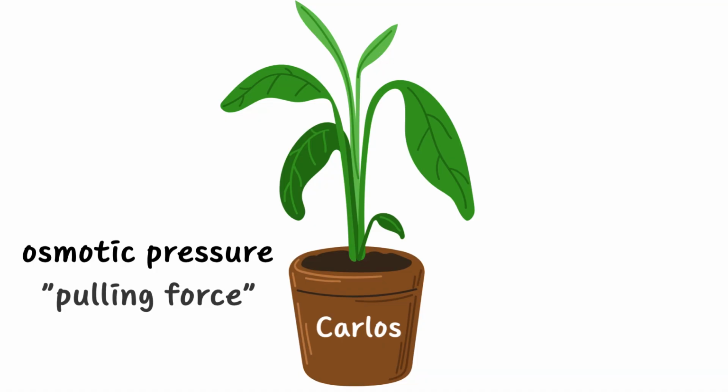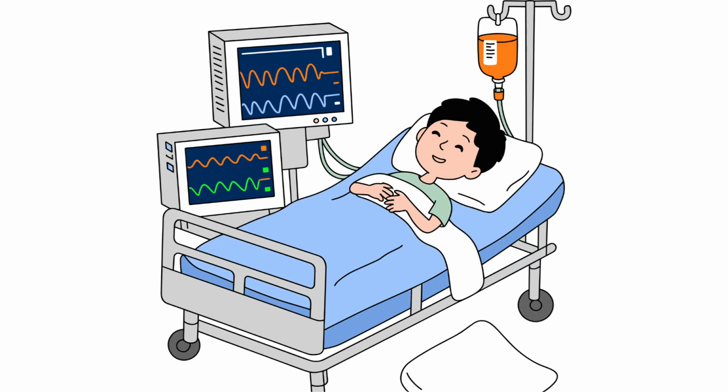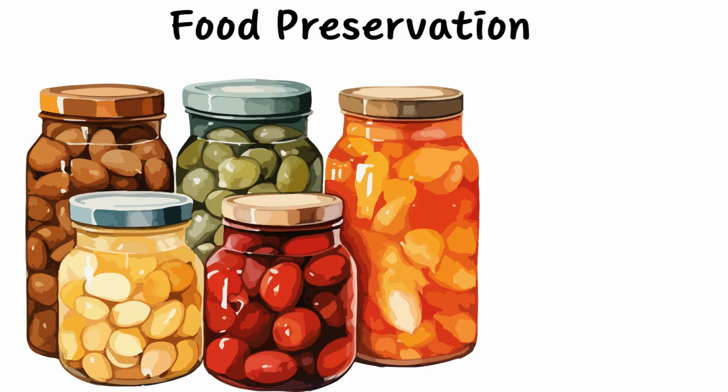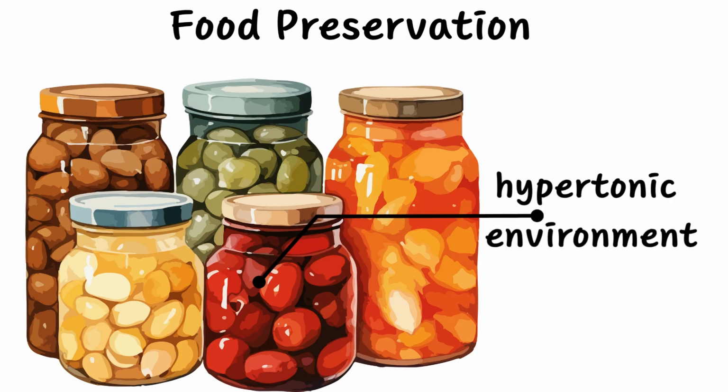Osmosis is everywhere. It isn't just about plants. Osmosis is critical in so many areas. We can see this in medicine and even in agriculture. In medicine, hospital IV drips are isotonic. This is because if they were hypertonic, they would pull water out of the red blood cells and make them shrink. And if they were hypotonic, the cells would swell up and burst. In food preservation, adding lots of salt or sugar creates a hypertonic environment that pulls water out from the cells of any pesky bacteria or mold, stopping them from growing.